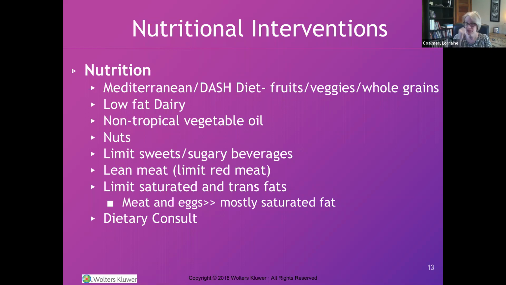And then if there is resistance to the dietary changes, as my father had, get a dietary consult because they're experts. I can talk about you need to do the DASH diet or whatever, but really the registered dietitian can provide a lot of insight for that patient.